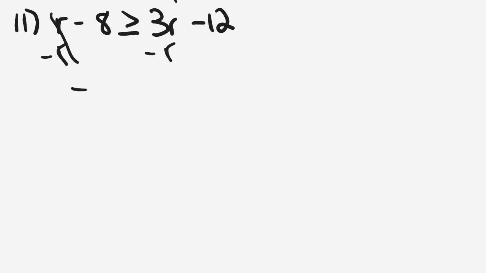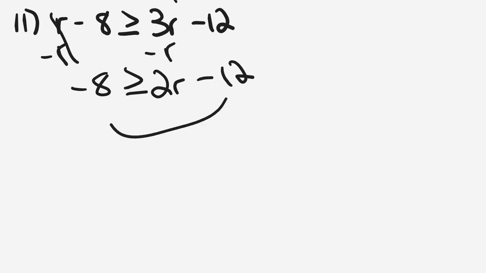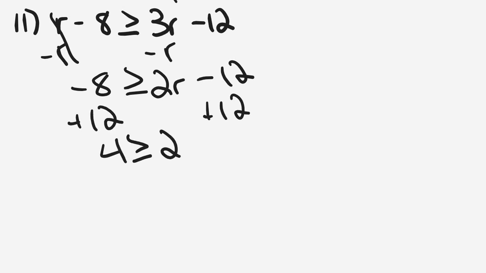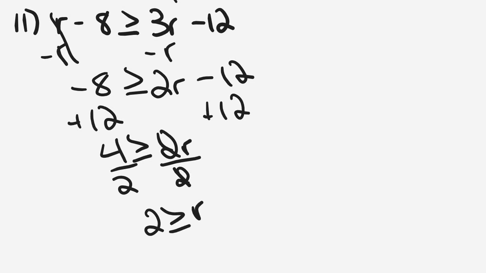So those cancel. I have negative 8 over here. 3r minus r is going to be 2r, and then minus 12. All right, now let's move this 12 over to be with his friend over there. So plus 12, negative 8 plus 12 is going to be 4. And we divide both sides by 2. Those cancel. 4 divided by 2 is 2. And we get 2 is greater than or equal to r.